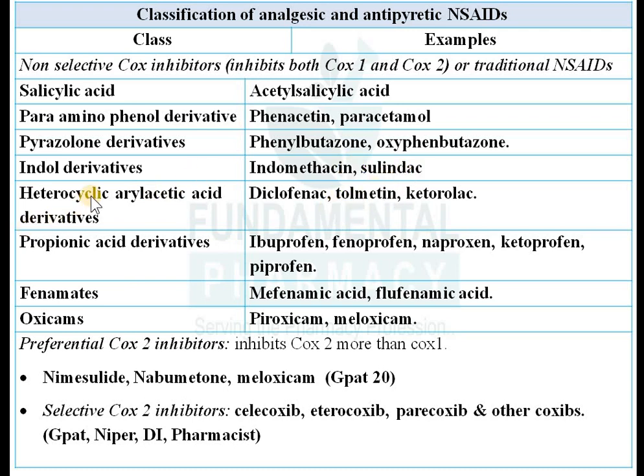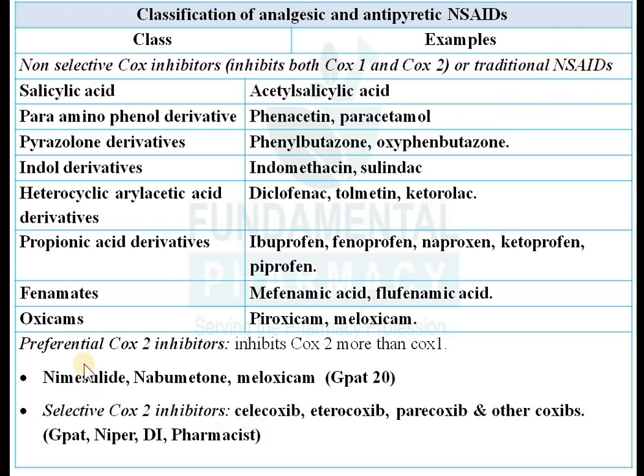Then heterocyclic aryl acetic acid derivatives, for example diclofenac, tolmetin, ketorolac. Then propionic acid derivatives, for example ibuprofen, fenoprofen, naproxen, ketoprofen, flurbiprofen; a lot of drugs are there. Then fenamates, for example mefenamic acid, flufenamic acid. Oxicams, for example piroxicam, meloxicam. So these are the non-selective COX inhibitors. That means they inhibit COX-1 as well as COX-2, and they are also known as traditional non-steroidal anti-inflammatory drugs.